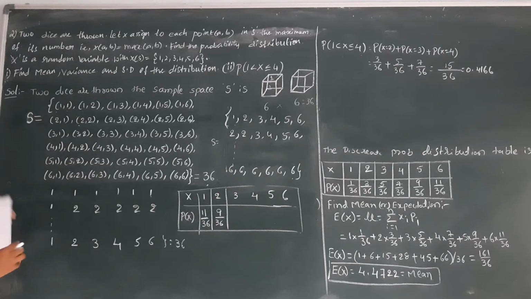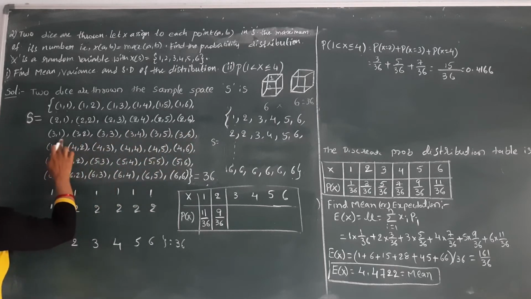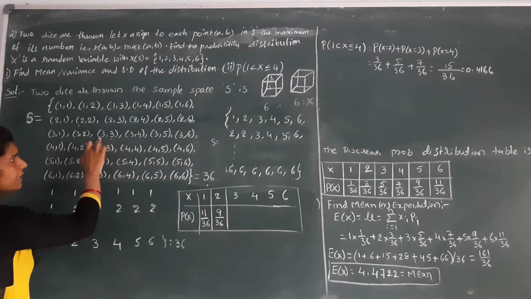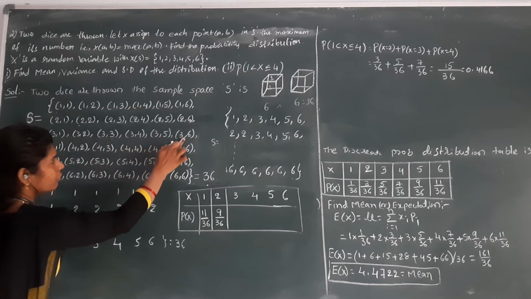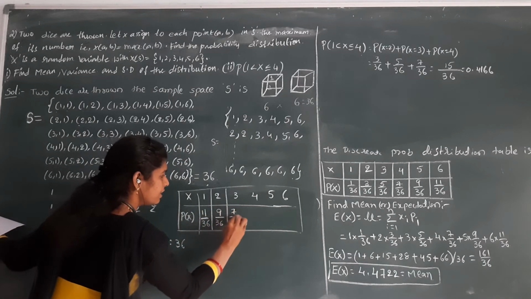Okay. Next, 3 is the minimum in the pair of the dice. So 3 is the minimum. See here, 3 minimum. 3, 3 is nothing but 3 is the minimum. Here also 3 is the minimum. So 1, 2, 3, 4, 5, 6, 7. 7 by 36.